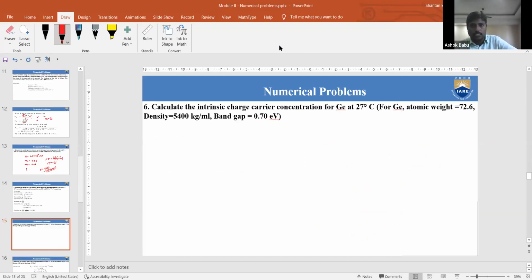And next one, note down the sixth one, all of you. Calculate the intrinsic charge carrier concentration for germanium at 27 degrees Celsius. For germanium, atomic weight is 72.6, density 5400 kg per meter cube, and band gap is 0.7 electron volts. Those values are not needed. Take the formula directly. Intrinsic charge concentration Ni equals, what is the formula? 2 into 2 pi kT by h square whole power 3 by 2 and me star whole power 3 by 4, exponential of minus Eg by 2 kT. Use that formula and try to find it.